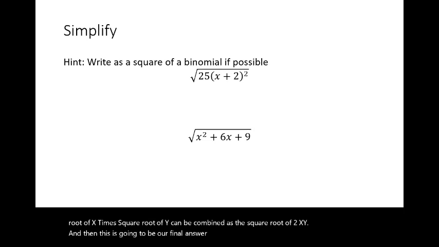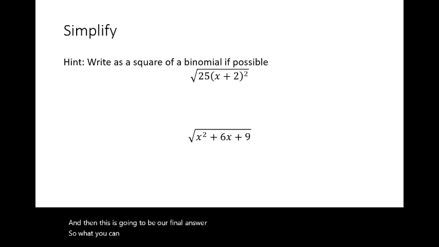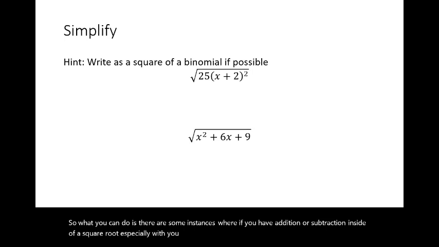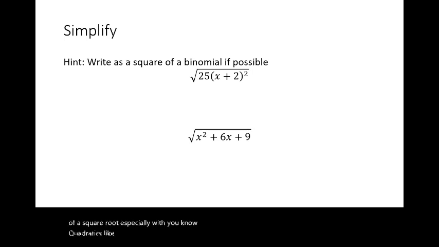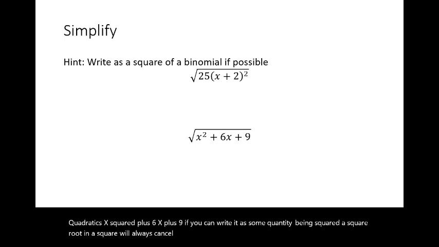So what you can do is, there are some instances where you have addition or subtraction inside of a square root, especially with quadratics like x squared plus 6x plus 9. If you can write it as some quantity being squared, a square root and a square will always cancel each other out when they are performed together.